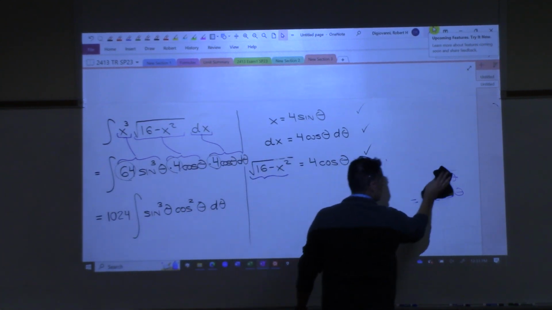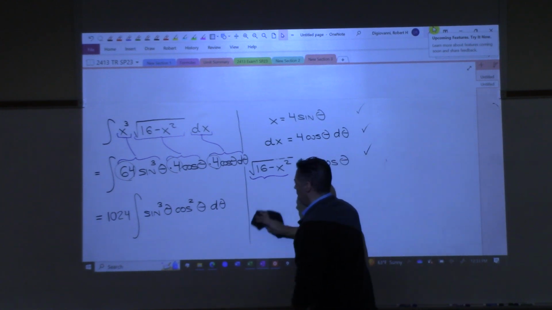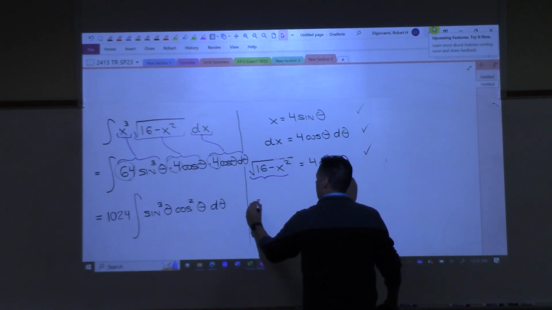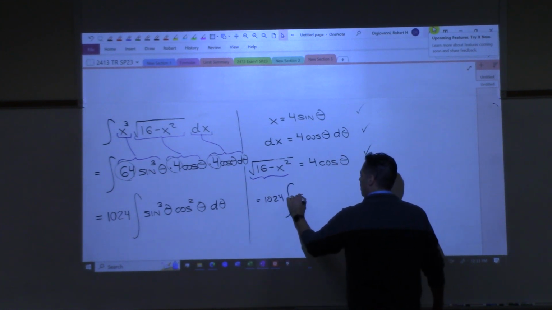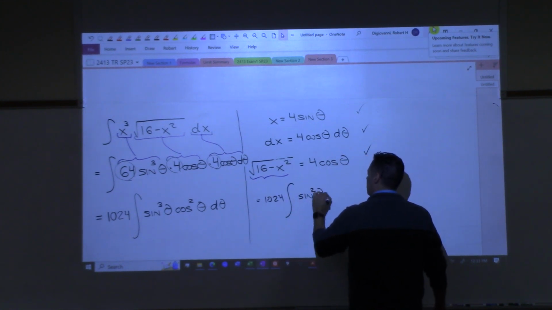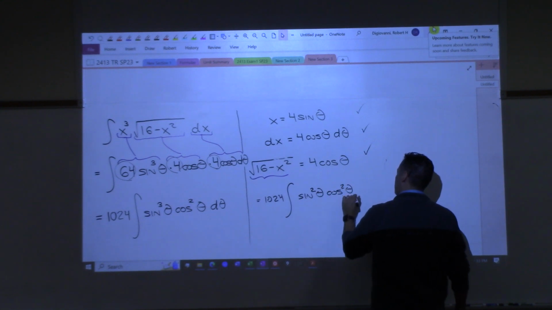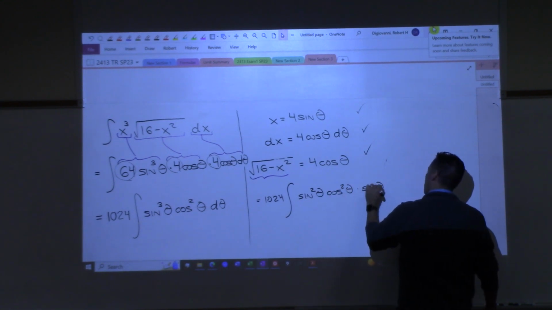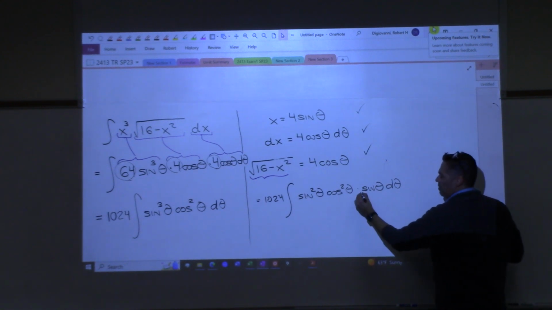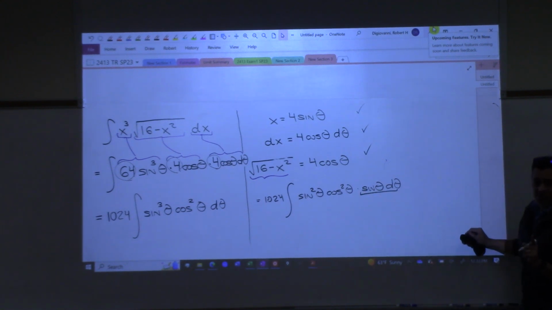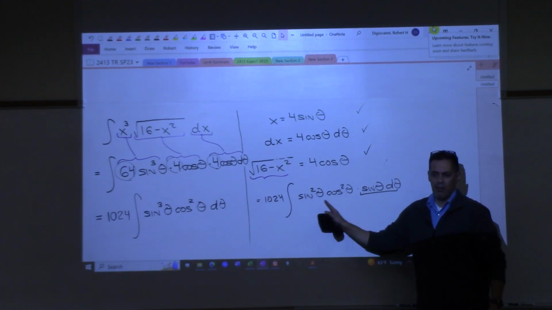I need to leave that up there. So I'm going to come right here. I'm only going to have 7 minutes. Let's see what happens. I'm going to go equals 1024 integral. I'm peeling off a sine, so it becomes sine squared cosine squared theta times sine theta. There's the sine I peeled off. And because I peeled that sine off, I know that this is the derivative of cosine. Well, I'm off by a constant. But that means that I need all of this in here to be cosines.